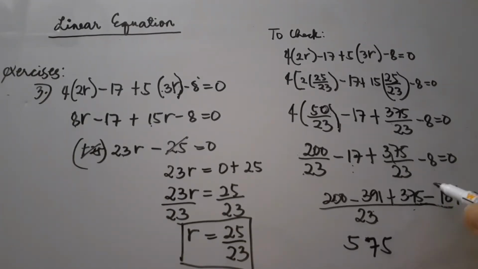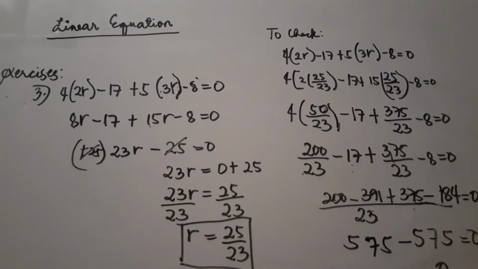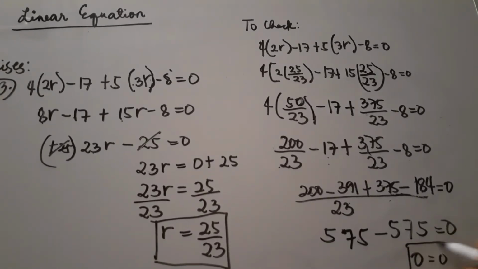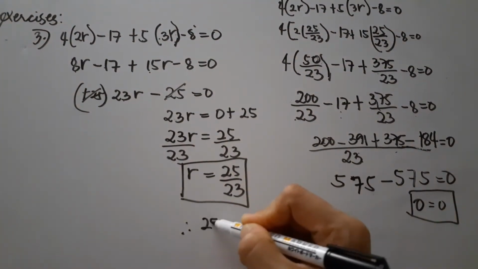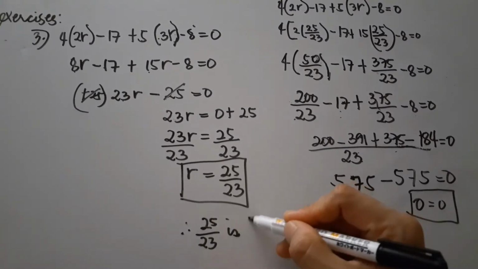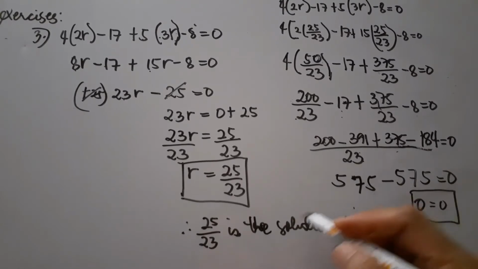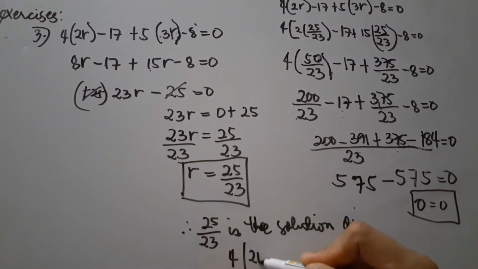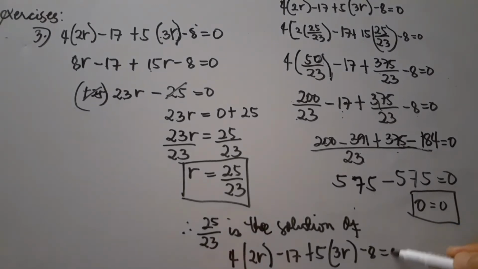So we collect like signs. So we have positive 200 plus 375 is equal to 575. Then negative 391 plus negative 184 is equal to negative 575. Therefore 575 minus 575 is equal to 0. So our value of r, which is 25 over 23, is the solution of the equation. So 25 over 23 is the solution of the equation for quantity of 2r negative 17 positive 5, quantity 3r negative 8 is equal to 0.